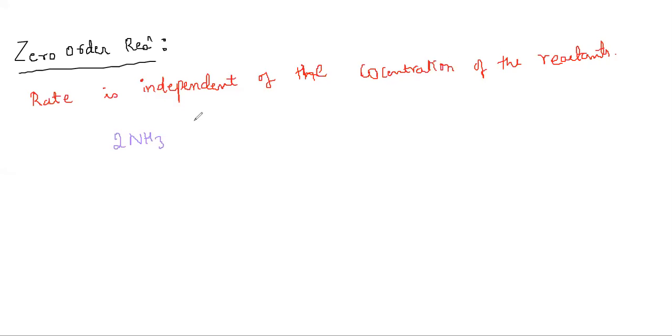We take 2NH3 giving rise to N2 plus 3H2. Okay. So here the rate is independent of the concentration. So it is not going to depend upon the concentration of the reactant. Okay. So then if we write R is equal to K into concentration of reactant, it is independent of the concentration, the power is zero. So that is going to be a zero order reaction.